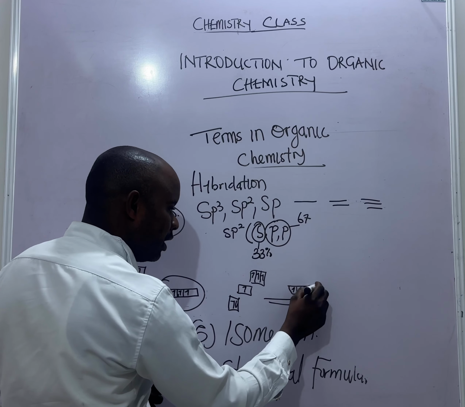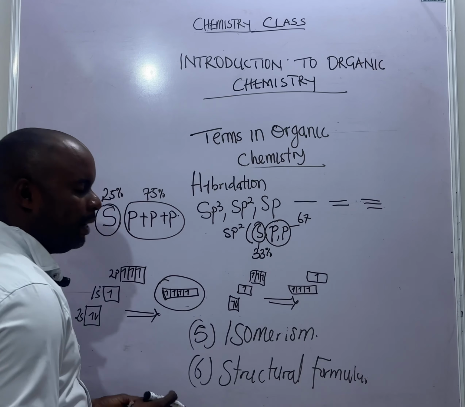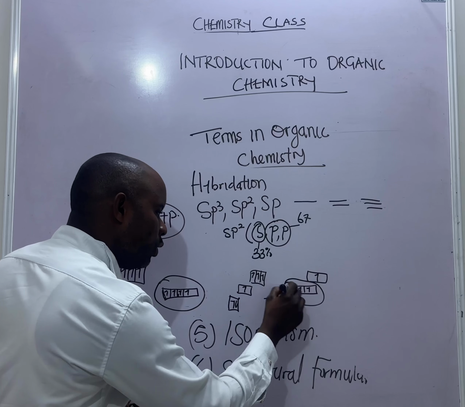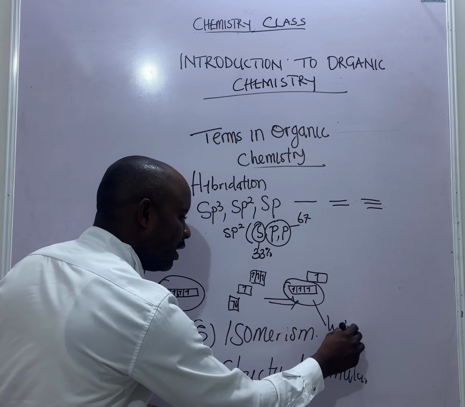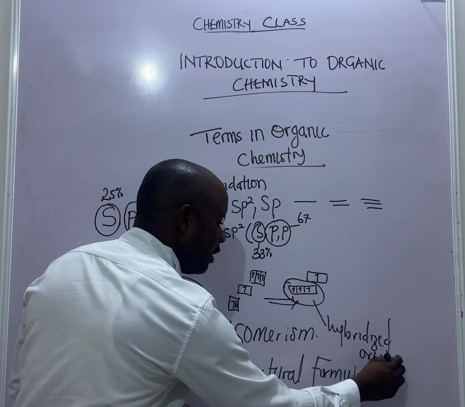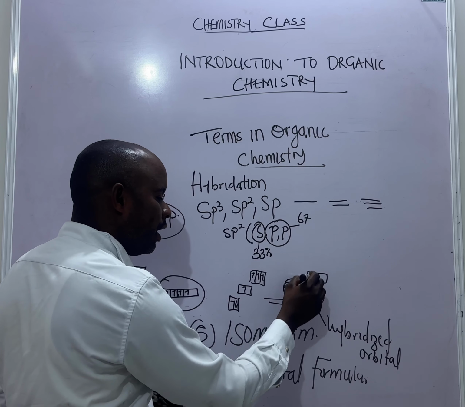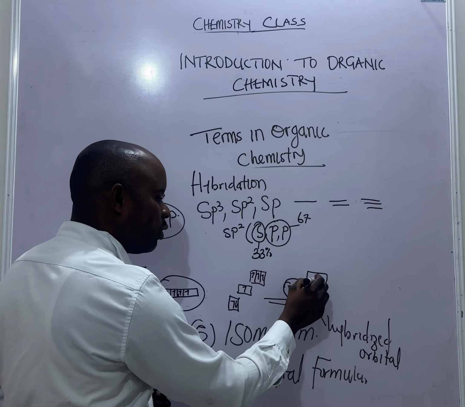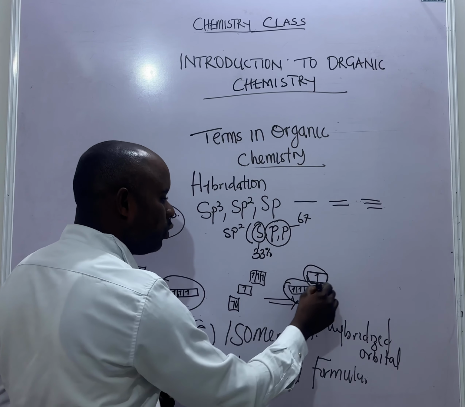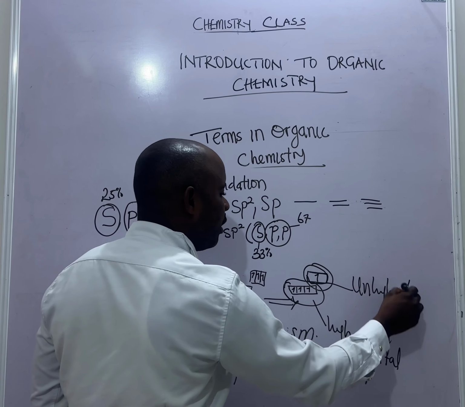2P is contributed. That is to say, one of these P is not bonded. So this is known as hybridized orbital. We said we have 3P in carbon atom. By so doing, one of these electrons is not used for bonding. So this one that is not used for bonding is known as unhybridized orbital.